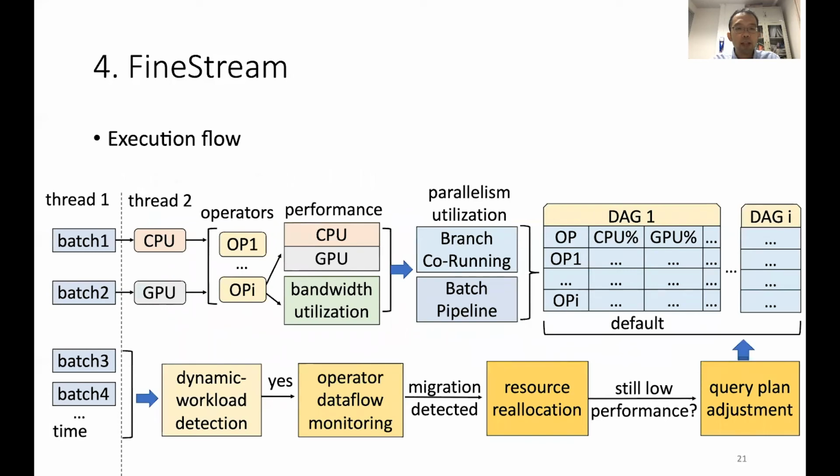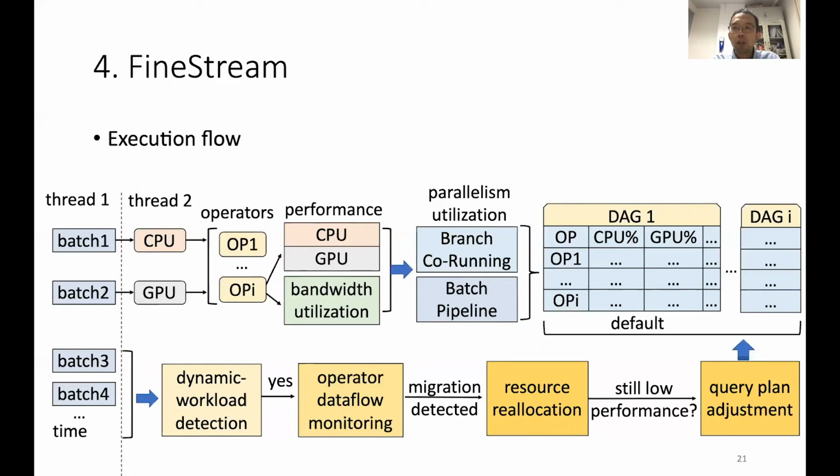We present the system execution flow in this slide. Thread 1 is used to catch input data, while thread 2 is used to process the cached data. The detailed execution flow is as follows. First, when FineStream starts a new query, the dispatcher executes the query on the CPU for batch 1, and then on the GPU for batch 2.